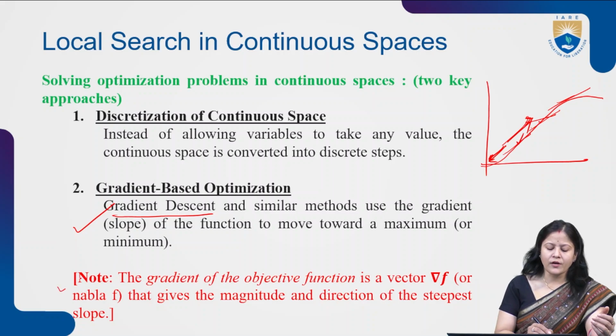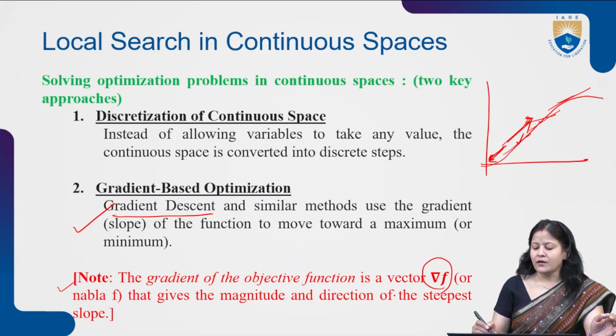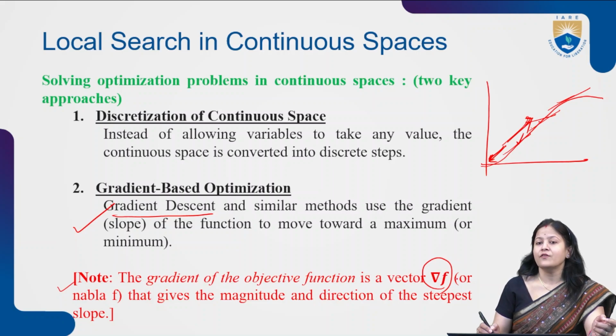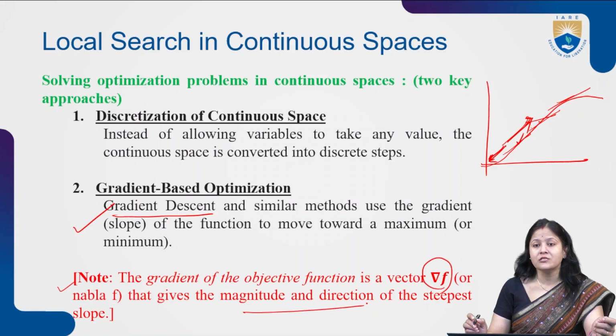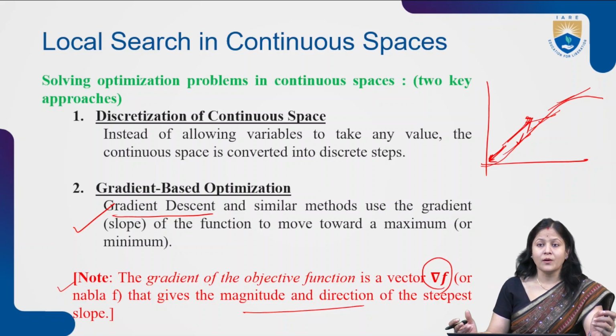One important point I want to tell you: the gradient of the objective function is a vector. What is the vector here? The nabla of f. This symbol we pronounce as nabla of the function f, and it gives the magnitude and direction of the steepest slope. So how do we find the gradient of the objective function? Now you might be thinking, oh, this is another new term. What is the meaning of the objective function?